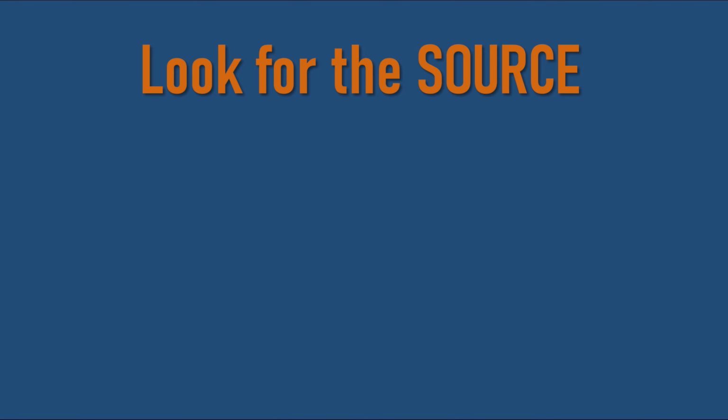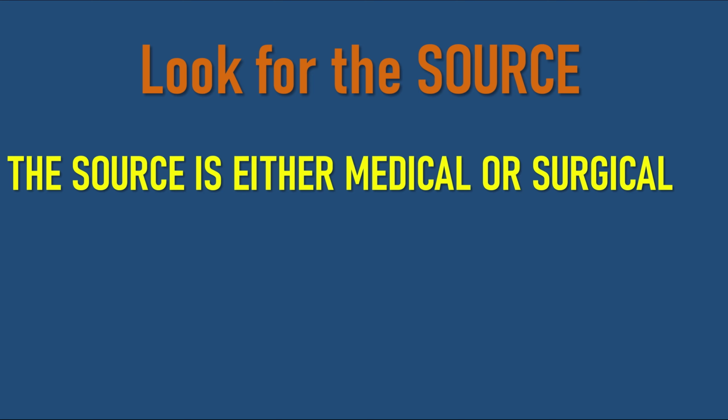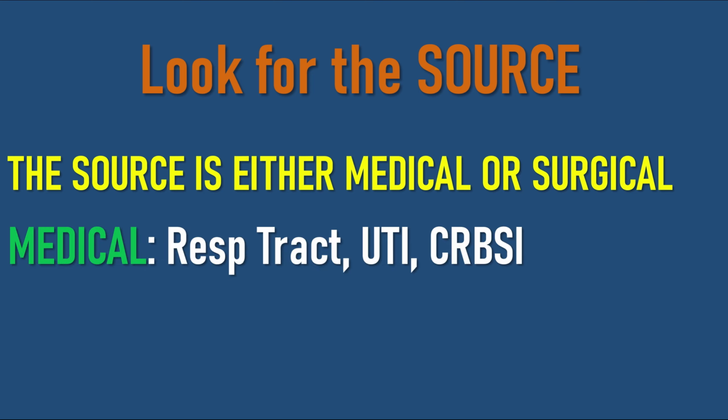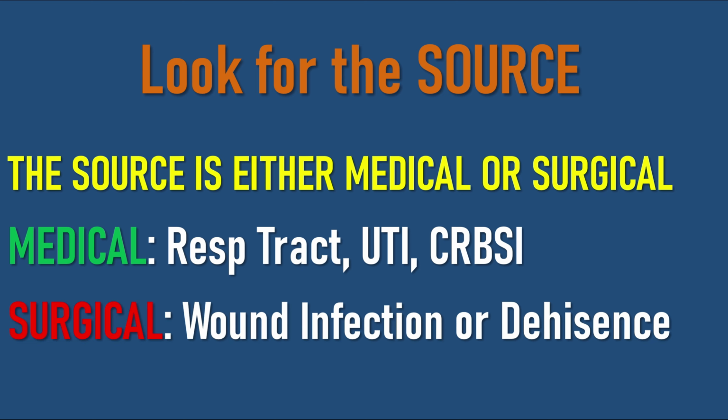Step 5. Look for the source. The source is either medical or surgical. The common medical sources are the respiratory tract and the urinary tract. But the one you should always consider in a patient who's an inpatient is catheter-related bloodstream infections. That's an infected central line or portacath. With surgical infections, consider a wound infection in a post-op patient or dehiscence. Otherwise, consider necrotizing soft tissue infections, pancreatitis, or cholangitis.